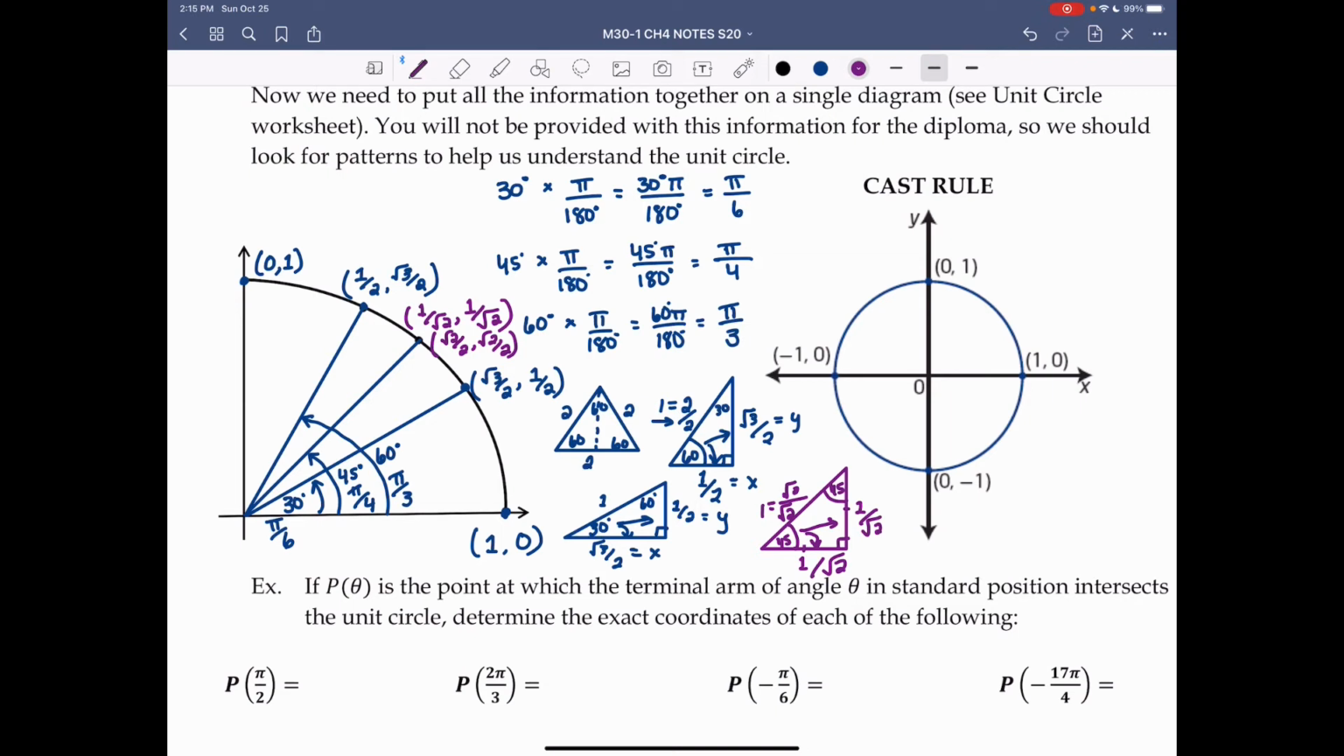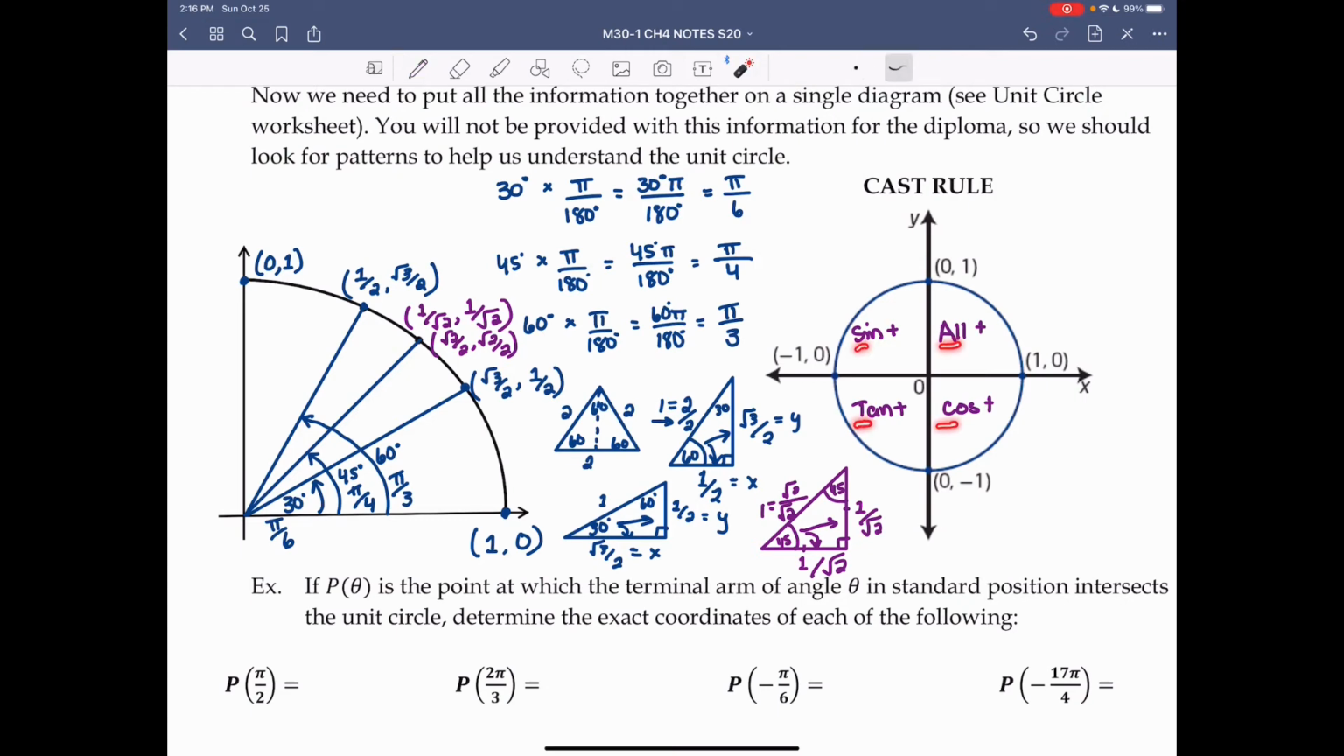So then we have the CAST rule from Math 20-1, which talked about the sign of the trig functions, sine, cos, and tan in each of the quadrants. In quadrant 1, all trig functions are positive. In quadrant 2, sine is positive. In quadrant 3, tan is positive. And in quadrant 4, cos is positive.